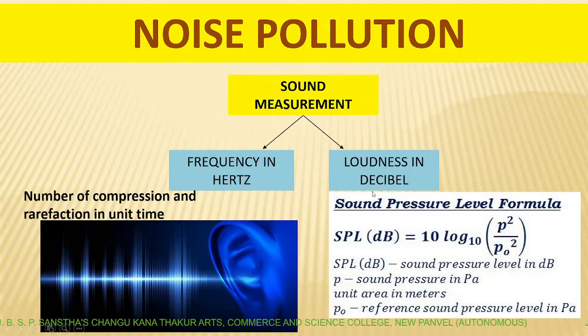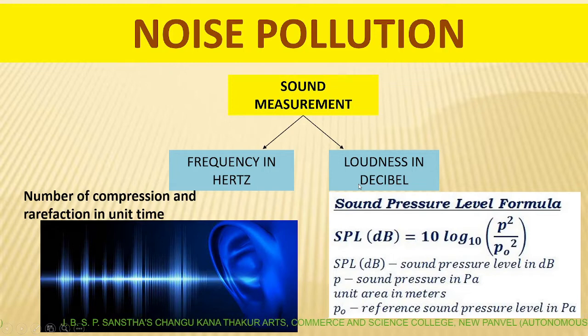Sound can be measured in two units. We can measure the frequency of sound by calculating the number of compressions, that is, whenever sound waves come close to each other, and rarefactions, when sound waves move apart. So, the number of these compressions and rarefactions in unit time can be calculated, and this is known as frequency. The unit of frequency is hertz.